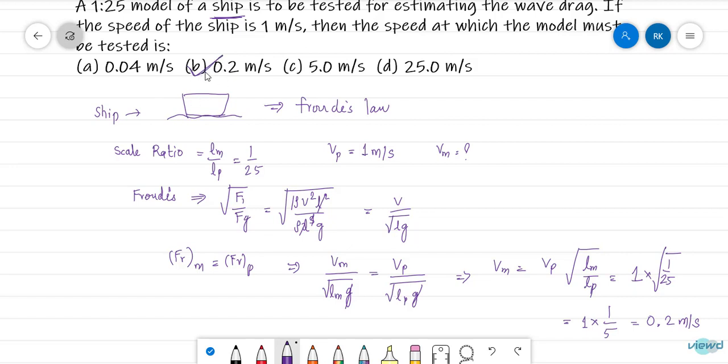Like this, if any problem is given, first we need to find out which law should be applied: Froude's model law, Reynolds model law or Euler's model law. We need to check which law should be applied, and then equate the dimensionless number of the model and prototype, and find the required quantity.